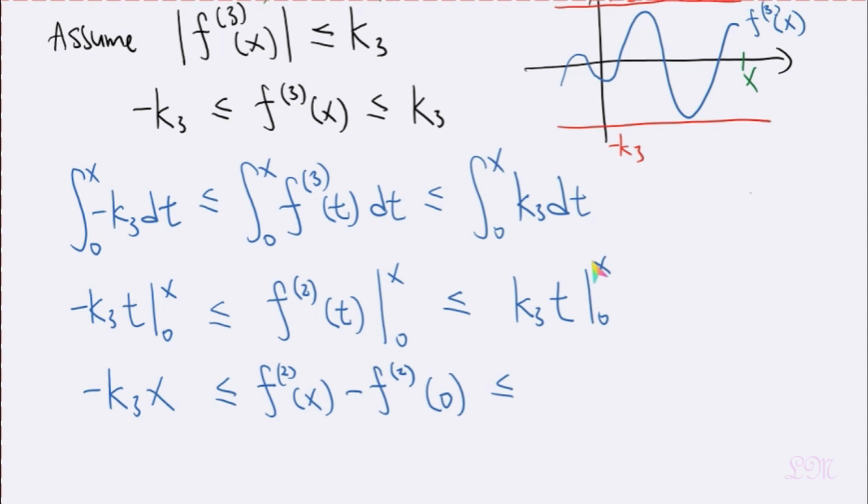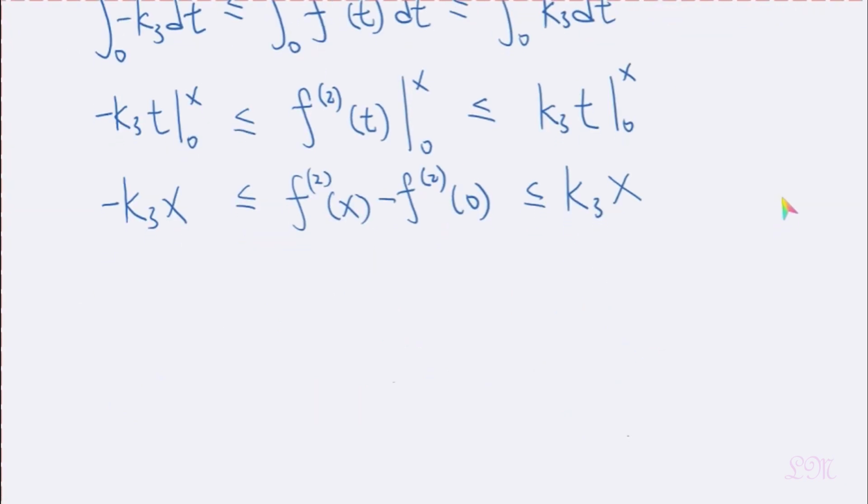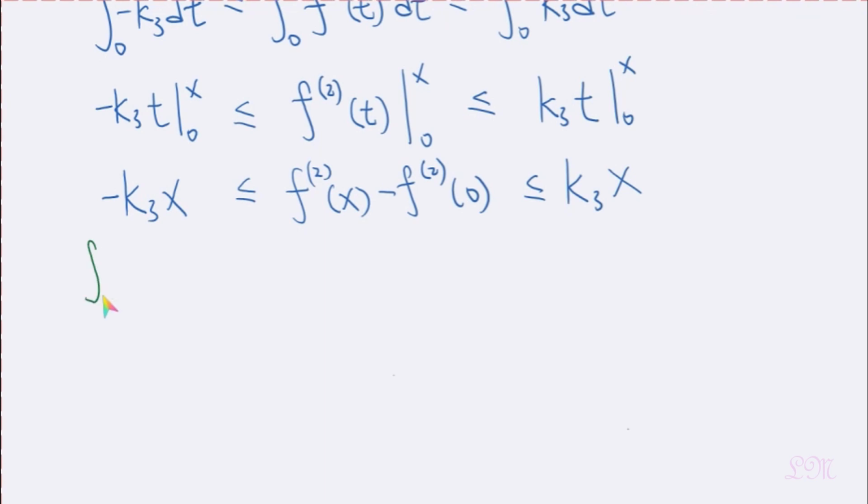And then less than or equal to k sub 3 times x. So we're like a third of the way through here. We have to repeat this similar process 2 more times. So the integral from 0 to x of negative k sub 3 t dt. Again, we're changing all the x's in the integrand to t's because it's better notation.